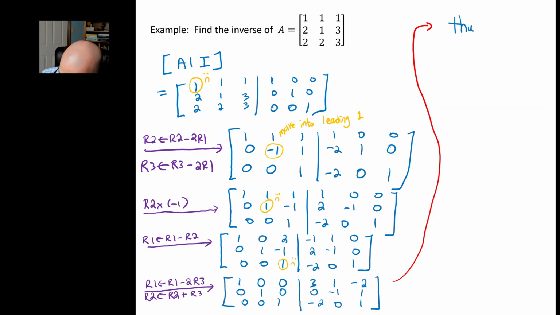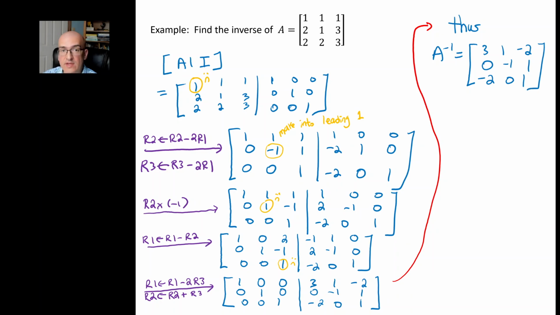Thus, it appears that A inverse is equal to 3, 1, -2, 0, -1, 1, -2, 0, 1. And I'm going to be really sad if I made a mistake. Let's do a quick check. A times A inverse is equal to identity. I'm not going to do the whole thing.